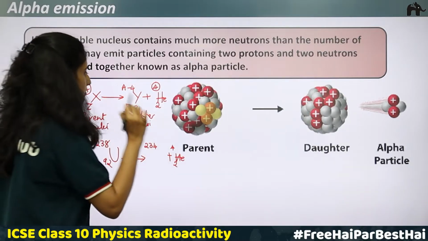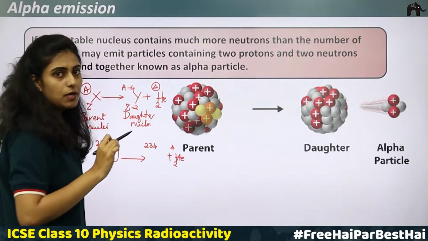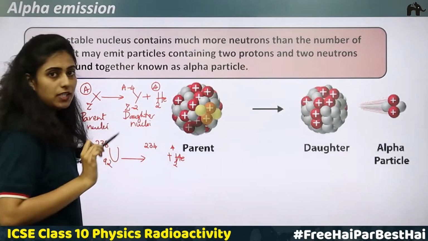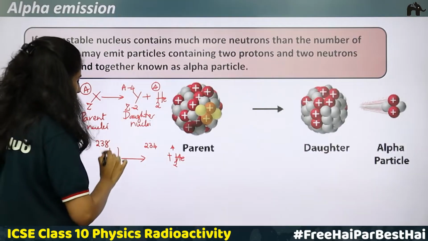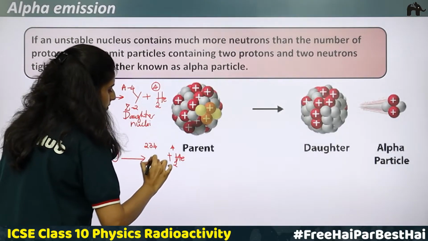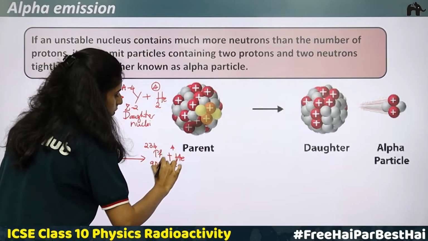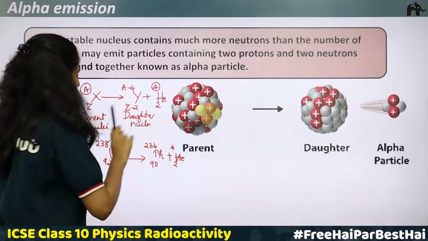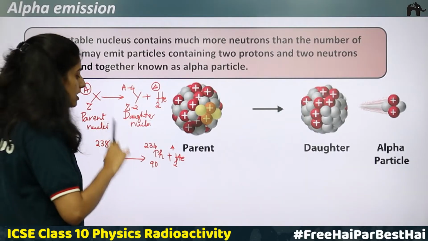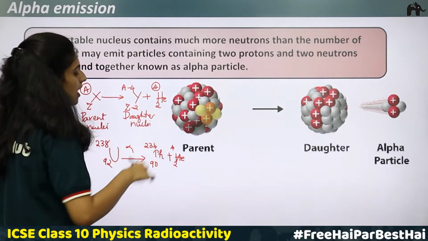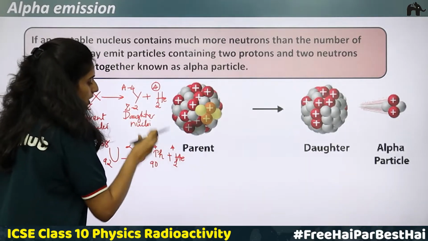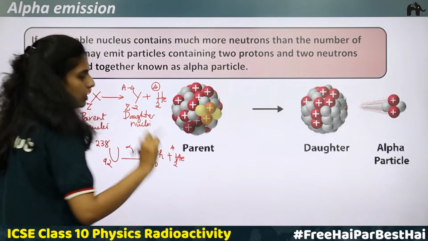Why? Because in alpha emission, what happens to the mass number? Mass number decreases by 4. What about the atomic number? Atomic number decreases by 2. Here we have 92, so the atomic number will be 90 and the element is thorium. So uranium 92-238 undergoes alpha emission, releases an alpha particle, and the daughter nucleus is thorium 90-234.